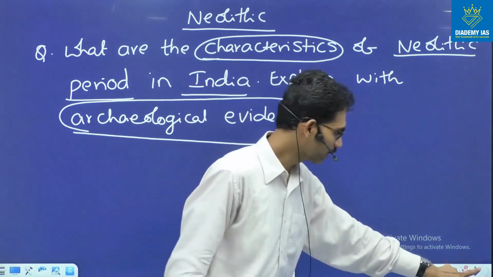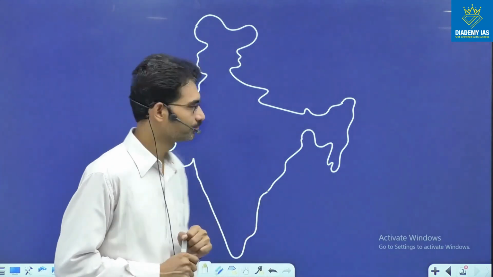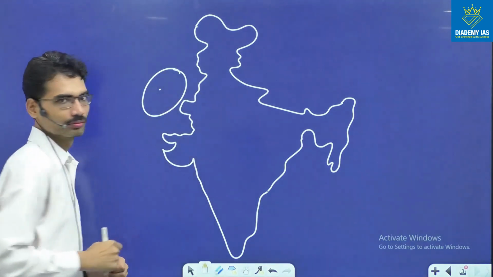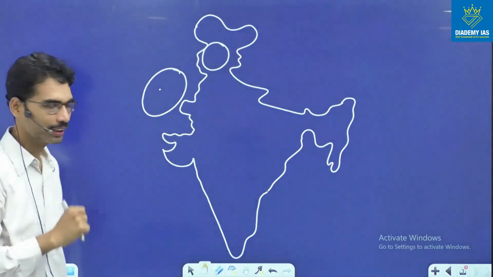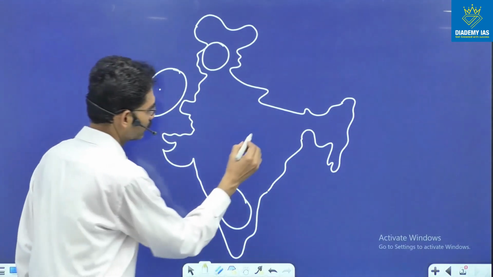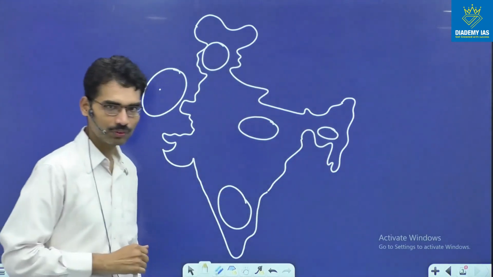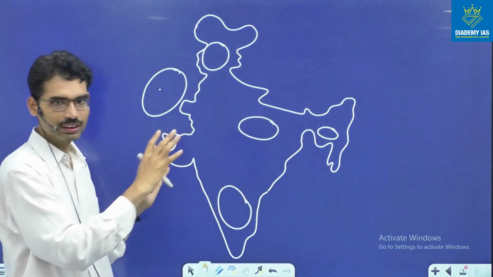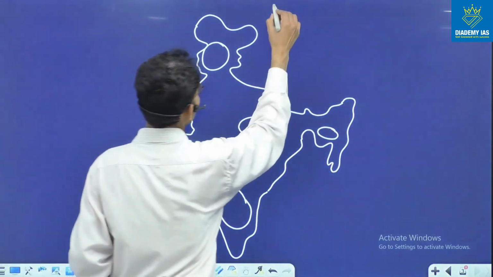Characteristics of the Neolithic period. Now you know there are certain sites which have given us Neolithic evidence. For example, Mehrgarh is one area, in the northwestern part, Burzahom, Gufkral, one area we got. Then this area we have, and this area also, and the north east also has some sites. So imagine across the Indian subcontinent, these are the locations where we identified Neolithic settlements.